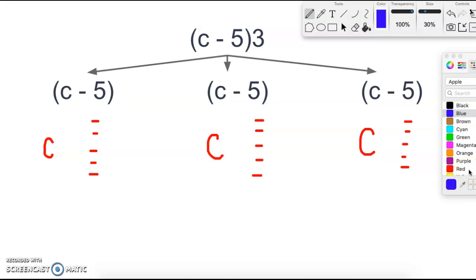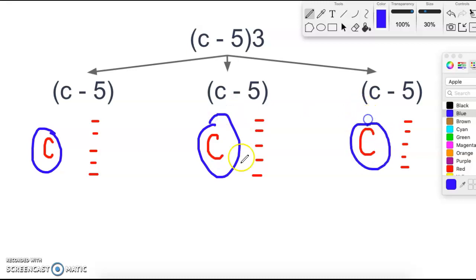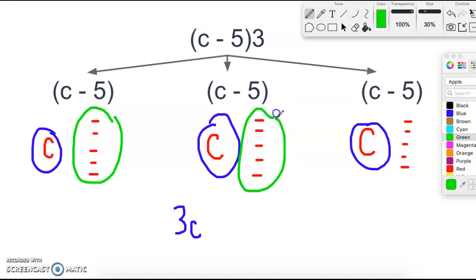Then when I want to combine my like terms, I have 1, 2, 3 C's. So I'm going to write that as 3C. And I have 5, 10, 15 negatives. So I'm going to write that as minus 15. So the quantity C minus 5 times 3 is the same thing as 3C minus 15.